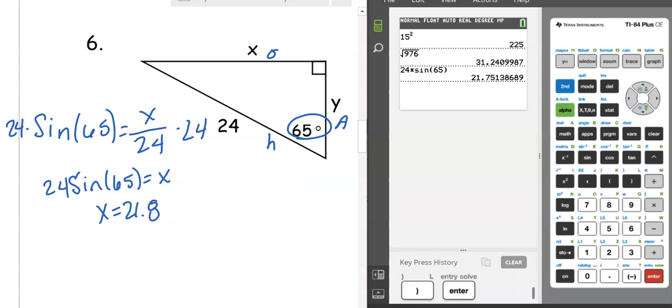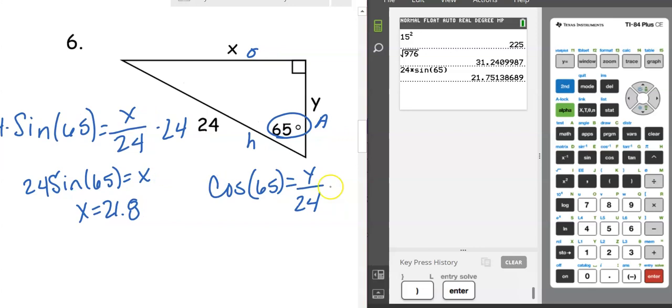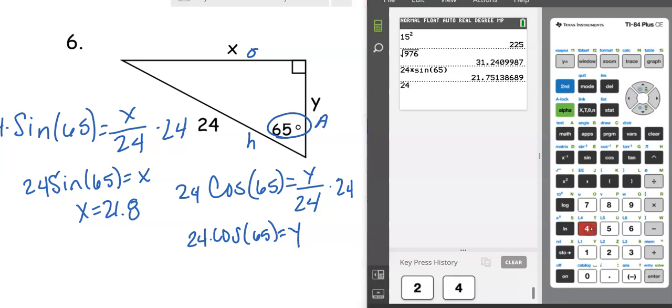21.8. To find y, you have adjacent and hypotenuse, so you're going to use cosine of 65 equals adjacent over hypotenuse. Again, you have your number in the denominator, so you just multiply each side by that. So you have 24 times the cosine of 65 equals y. So 24 times the cosine of 65, and y is 10.1.